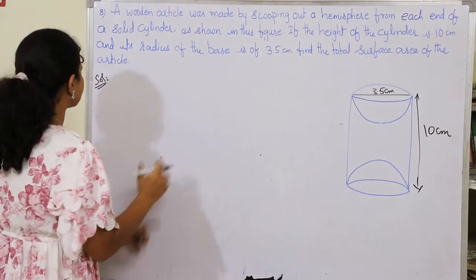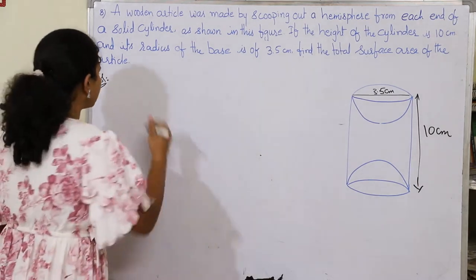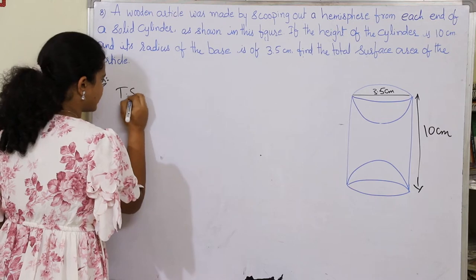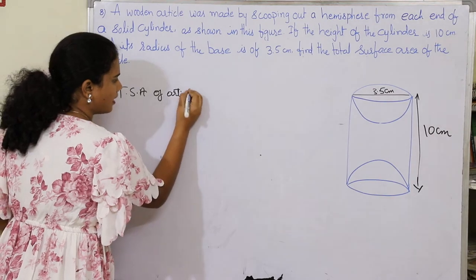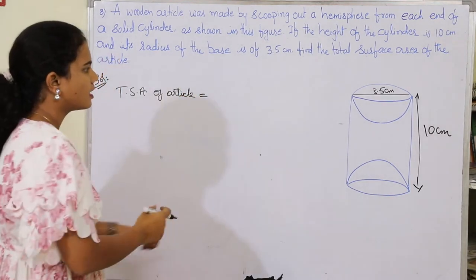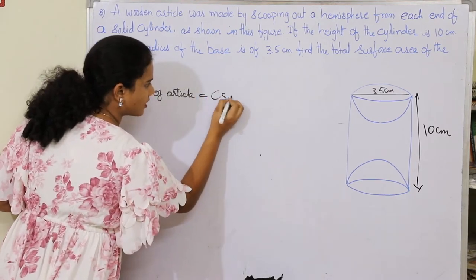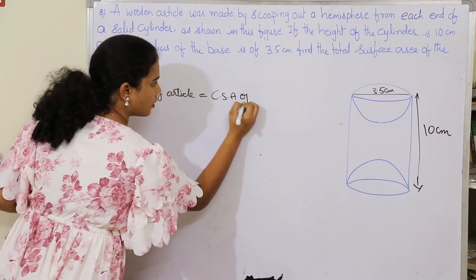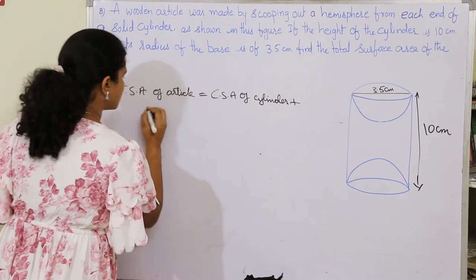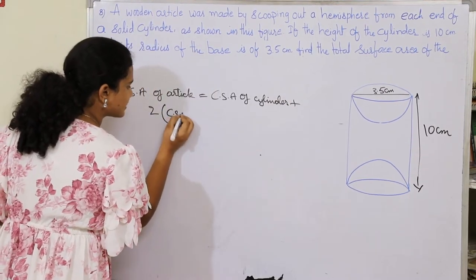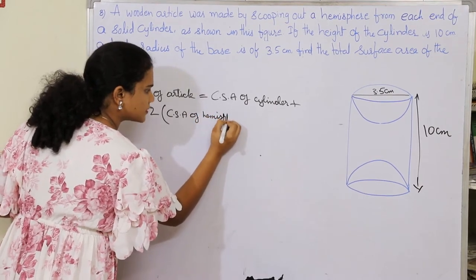Now let me solve. So this is the question, guys. To find the total surface area, TSA, let me write TSA instead of total surface area. So total surface area of the article equals the curved surface area, CSA, of the cylinder plus 2 into the curved surface area of the hemisphere. I am using 2 into because I have 2 hemispheres over there.